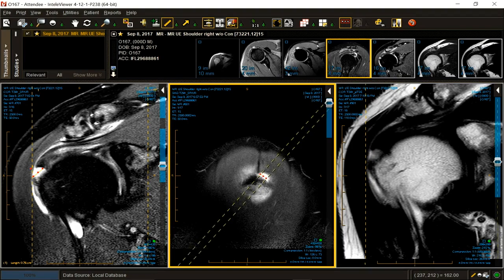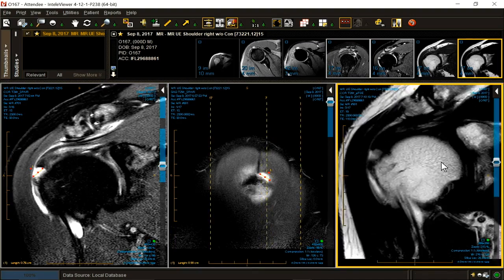AP dimension, 9 millimeters. So 7 by 9 millimeter rotator cuff footprint avulsion tear accompanied by bony and ligamentous subacromial impingement. That is going to be number 1 in your conclusion.